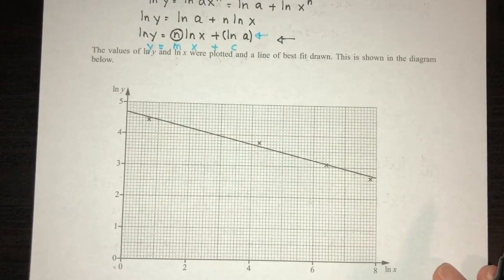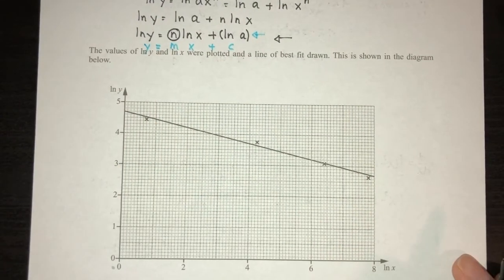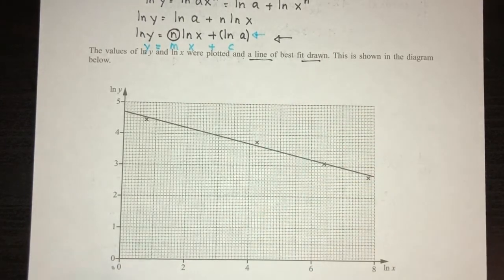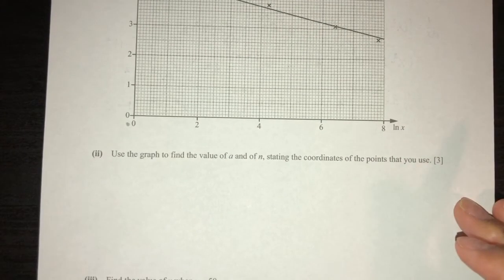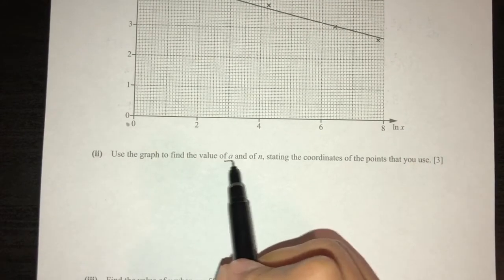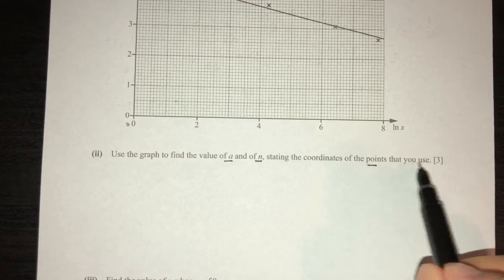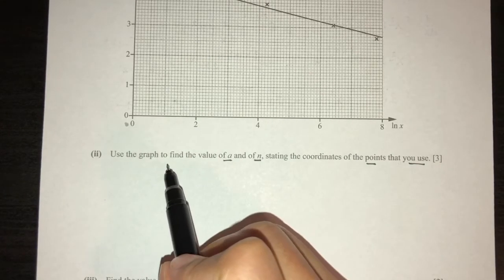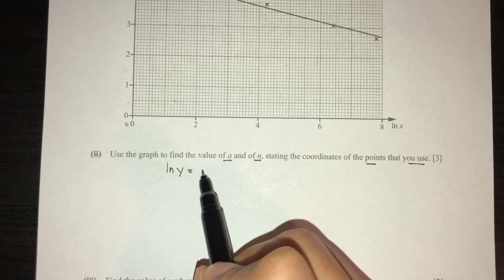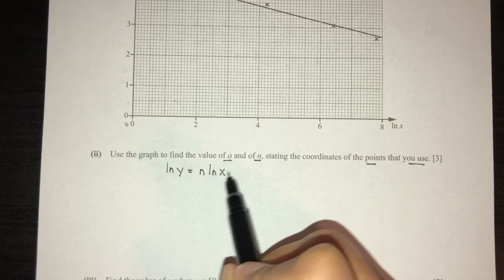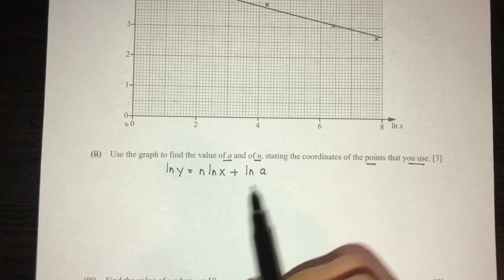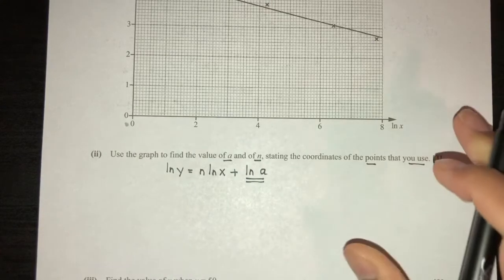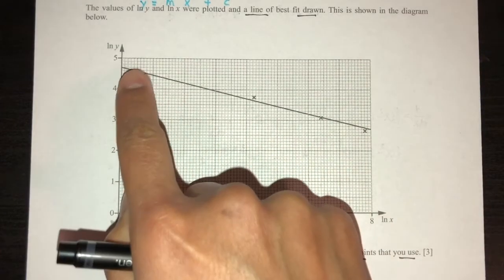Now let's move on to the questions. So the values of ln y and ln x were plotted, and a line of best fit is drawn. Now question, use the graph to find the value of a and n, stating the coordinates of the point you've used for that. So pretty easy again. So look at your graph and your equation. So we have ln of y equal to n ln of x plus ln of a. So first let's find the value of a. A is your y-intercept, so ln of a is your y-intercept, meaning it is where your graph cuts the y-axis.